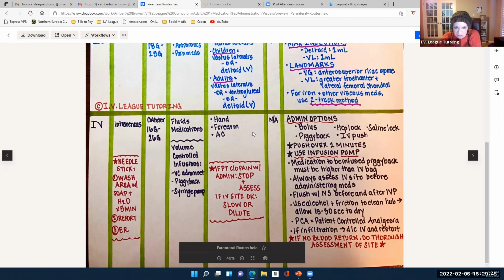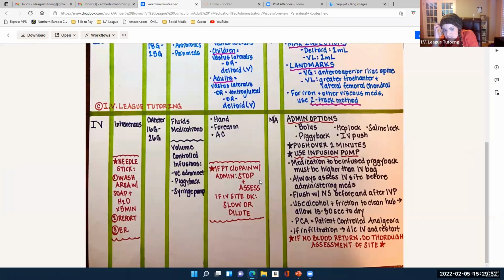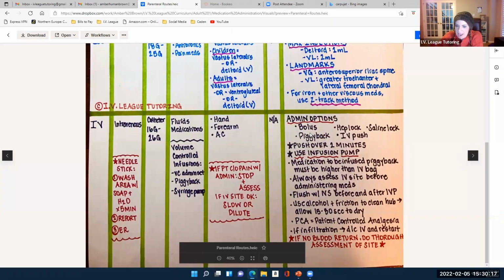Let's see if there's other big things that you may not know. If the patient says that their IV site hurts, stop it for a second and assess. There are some medications that just hurt when you give them, like potassium hurts, calcium hurts, but assess the site, make sure it's flushing really well. If you assess the site, it's nice and flat, it's not swollen, it's not red, it flushes good, then you can either slow down the infusion or try to dilute it with more normal saline. Okay? Let's see, admin options.